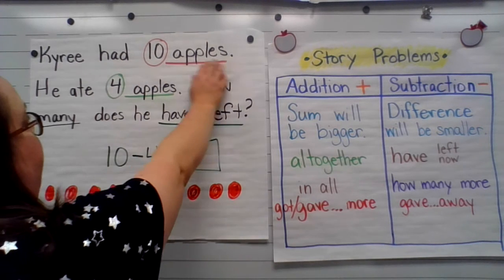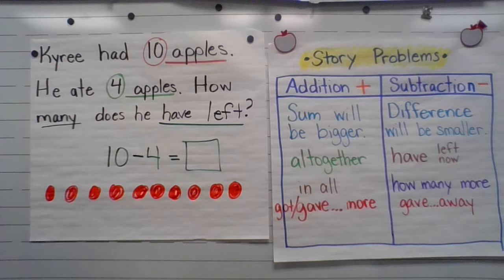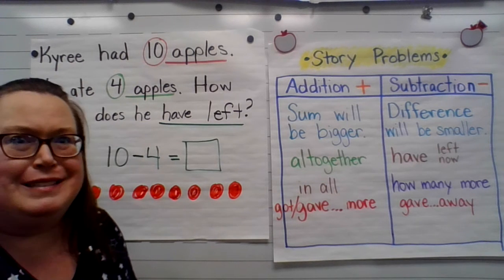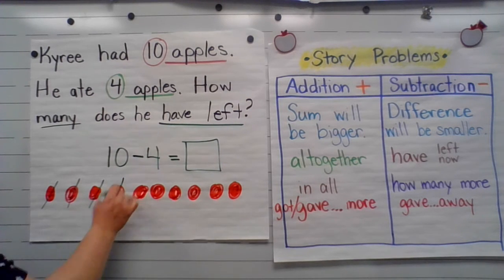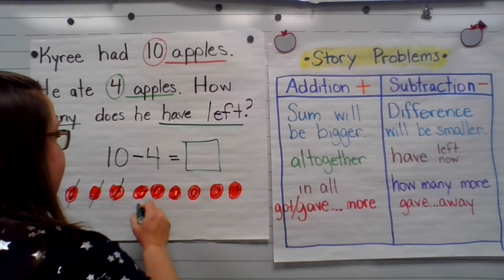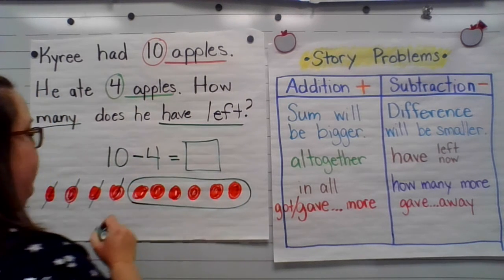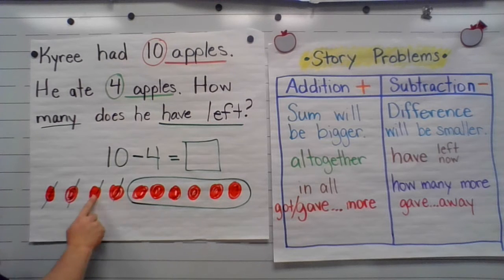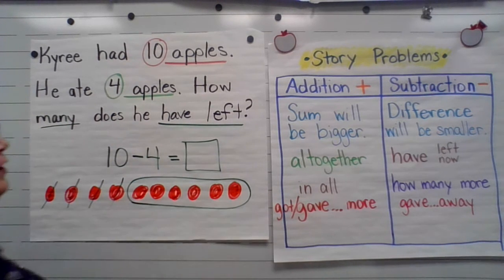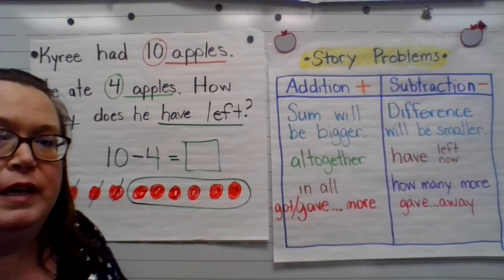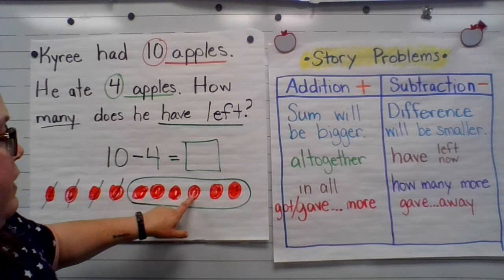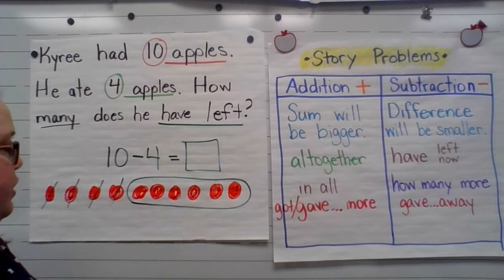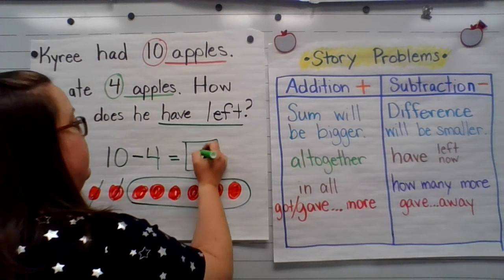Okay, so he started with, he had 10 apples. He ate 4 apples. So what I'm going to do is cross out 4 apples because he ate them. 1, 2, 3, 4. And then how many does he have left? This would be how many he has left right here. Because 1, 2, 3, 4, he ate those. He has these left over. Okay? So to find the answer, I would just count these. 1, 2, 3, 4, 5, 6. So our answer to 10 minus 4 is 6.